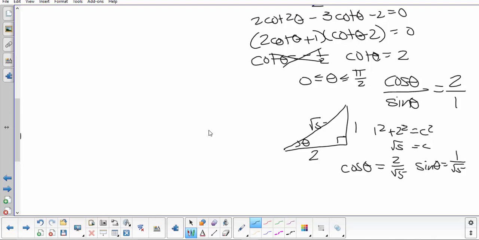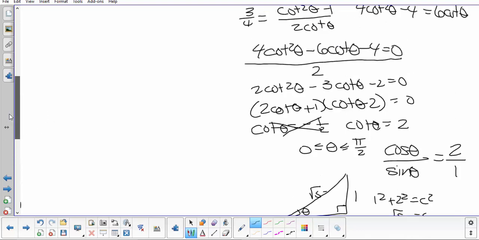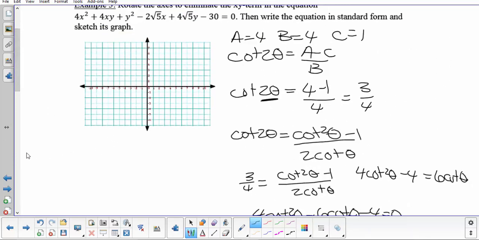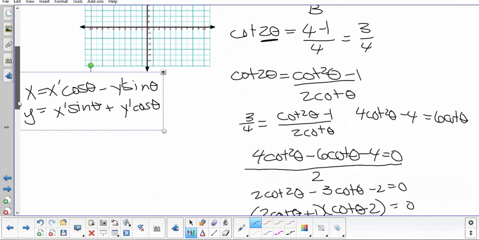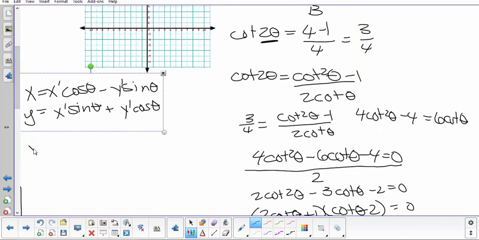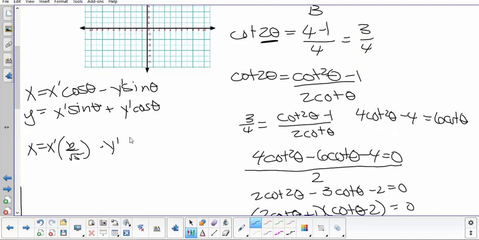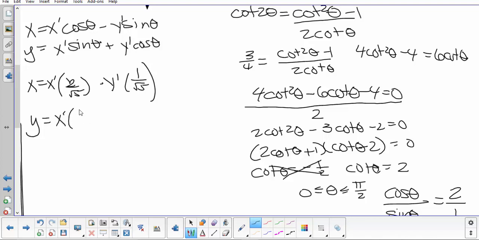So now that we have our sine and cosine, we can take these and use them in our other formulas. So now remember, our other formula is x equals x prime cosine theta minus y prime sine theta, and y equals x prime sine theta plus y prime cosine of theta. Remember, our cosine was 2 over root 5. So x equals x prime times 2 over root 5 minus y prime times 1 over root 5. And y equals x prime times 1 over root 5 plus y prime times 2 over root 5.